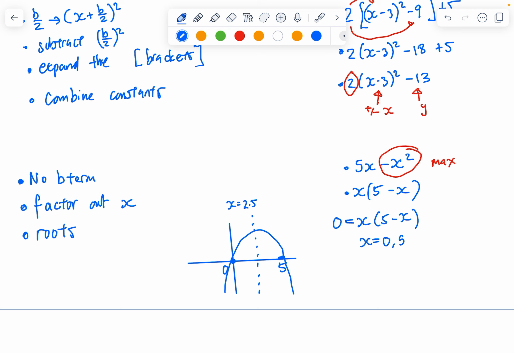And I know if x is equal to 2.5, then y is equal to 5 times 2.5 minus 2.5 squared. So the y is equal to 12.5 minus 6.25, which is 6.25.